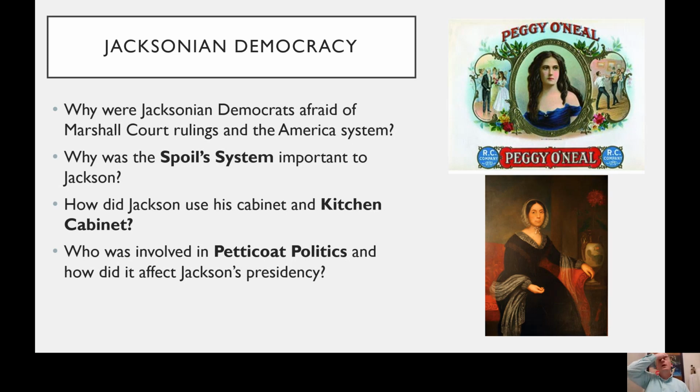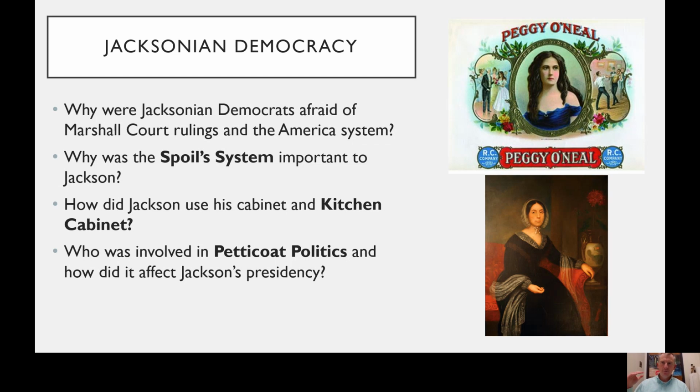Petticoat politics. All right, so his first wife dies, and so he marries again, and the woman he marries, Rachel Robards, technically was not divorced when they got married. The man fought in over like 100 duels, and most of those duels were defending the honor of his wife, Rachel Robards.